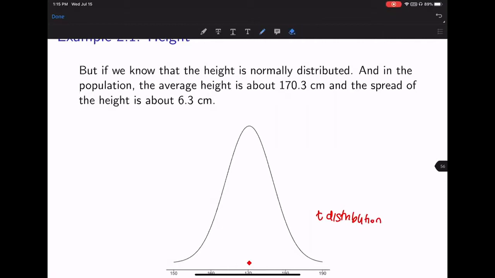Now, let me remove this one so you won't get confused. This normal distribution has this bell-shaped curve. It looks like a bell shape. And we see this, like I said, everywhere in the natural world.